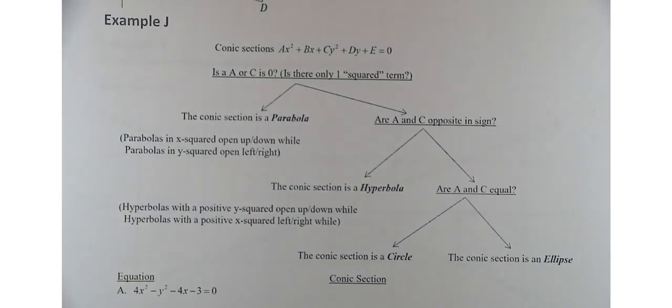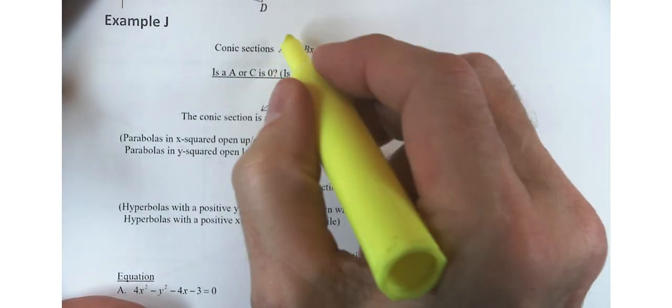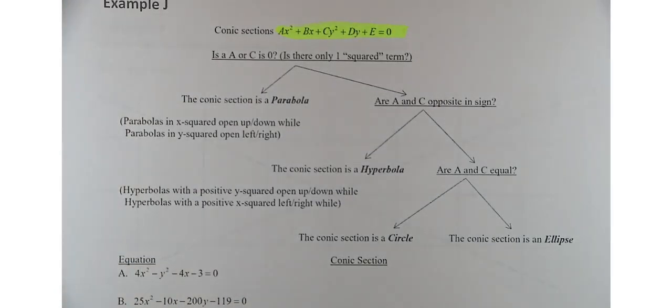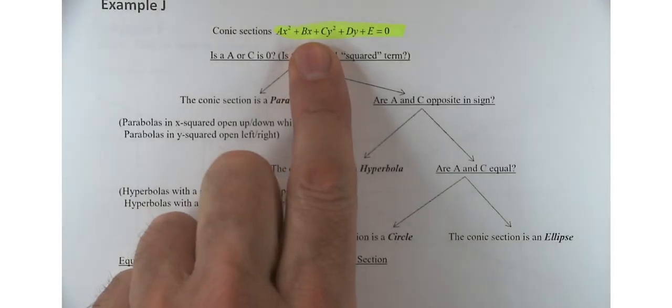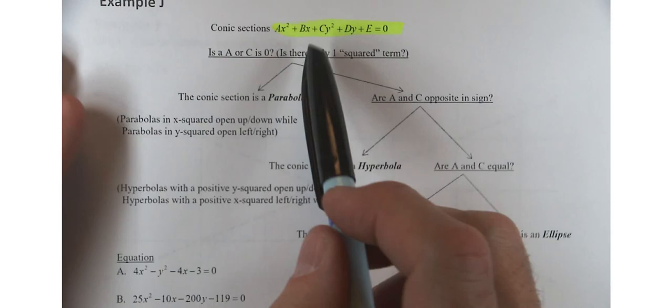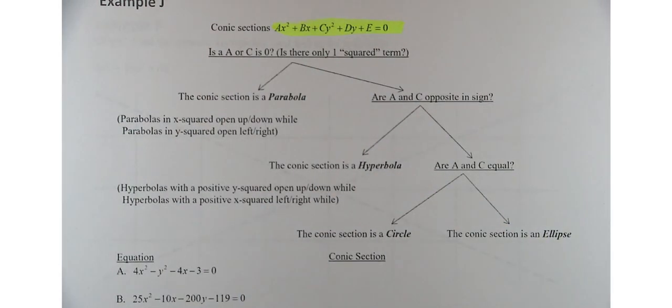This is on the back of your handout, the last page here. Conic sections a lot of times are written in this form. And then you play around with these things to try and figure out which conic section it is. The first and easiest cut to decide whether or not something's a parabola is if one of these is 0. That is, either A or C is 0. Essentially, that means you have one squared term.